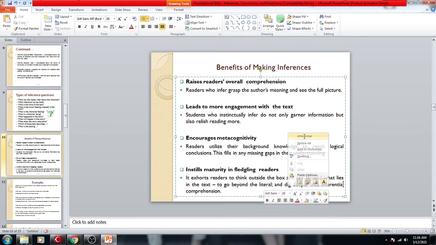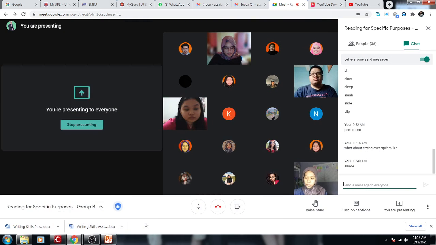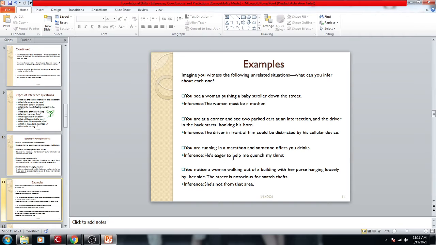All right. And so by making inferences, you instill maturity. That is, you become a more proficient reader. You go beyond the surface. You go beyond the surface. Okay, so these are some benefits of making inferences.